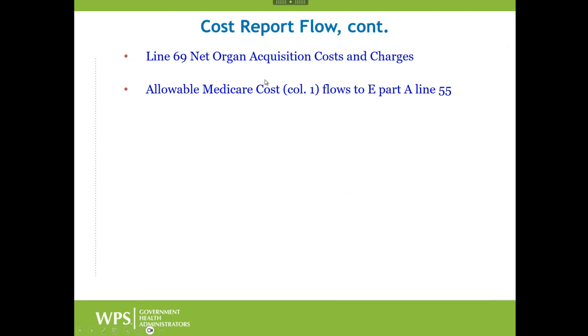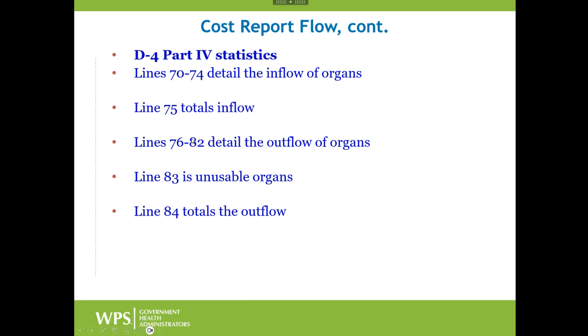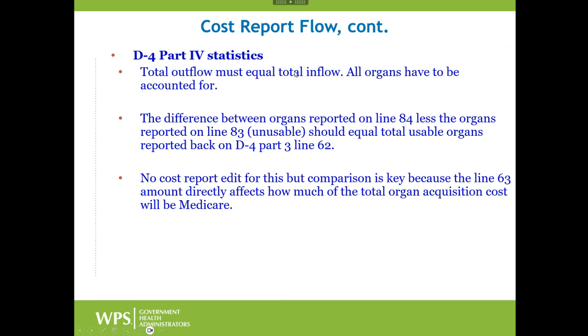And we talked about line 69, the net organ acquisition costs and charges, and how that flows to E Part A line 55. Now, the last part we have here would be the statistics. These are all purely statistics, lines 70 through 74, detailing the inflow of organs. 75 totals that inflow. 76 through 82 details the outflow of organs. Line 83 specifically identifies those that are unusable. And 84 totals the outflow. The whole idea is that inflow must match the outflow. And that's basically what we're saying right here.